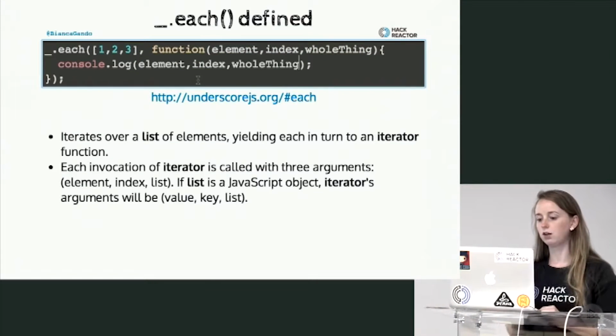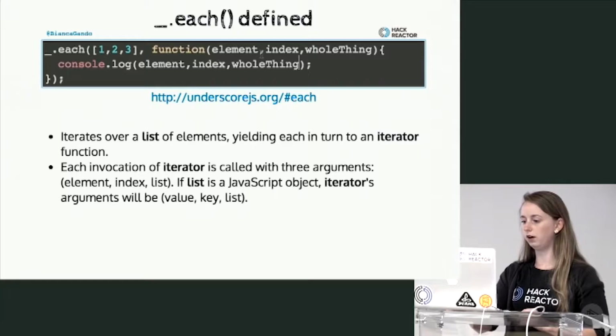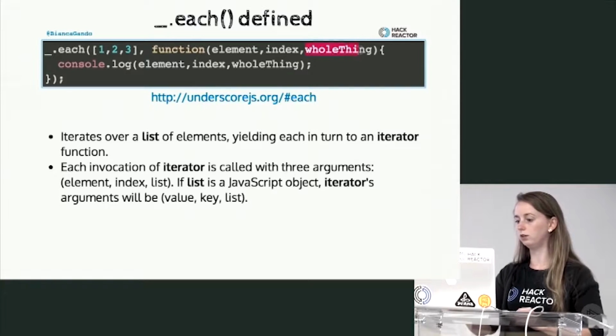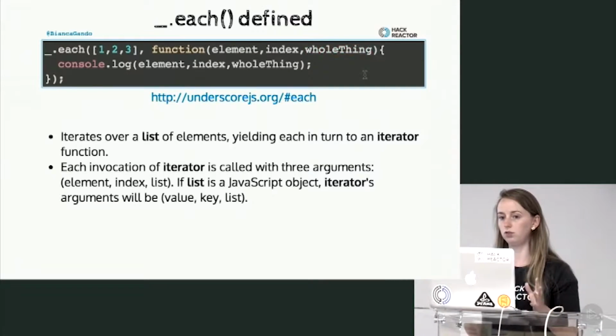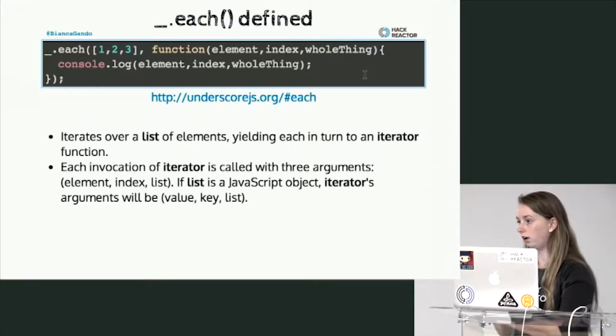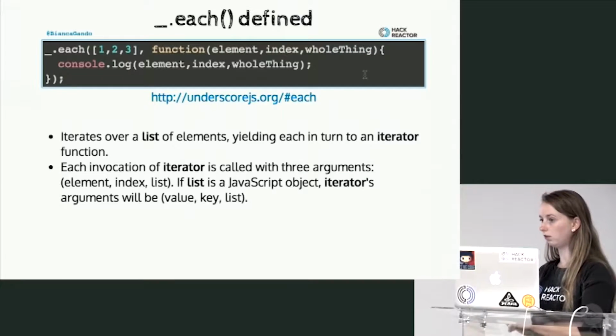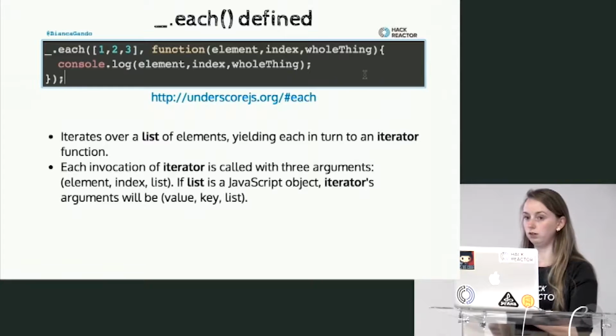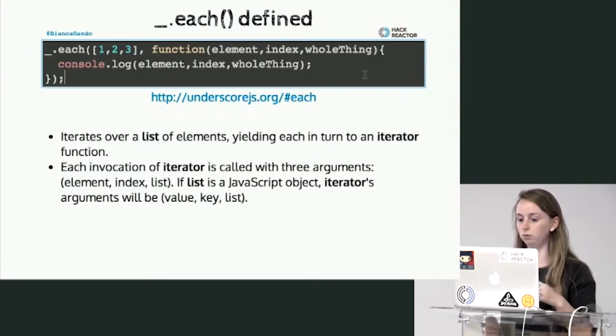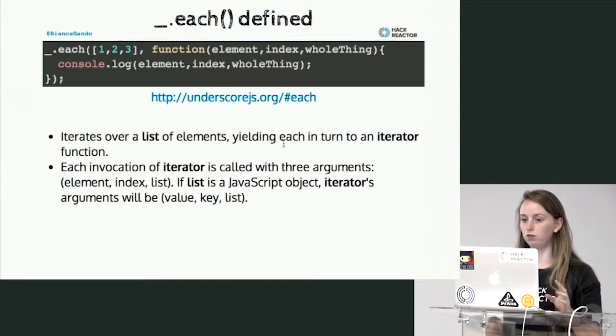So as far as the order of element, index, and the whole list, that order doesn't change. It's always going to be the value, then the index, and then the list, in that order. That's the order of the parameters. So whatever you call those parameters, it's still going to be passed in that order.